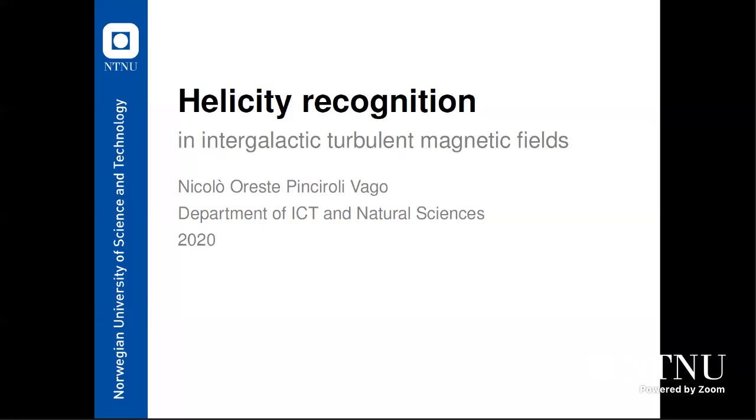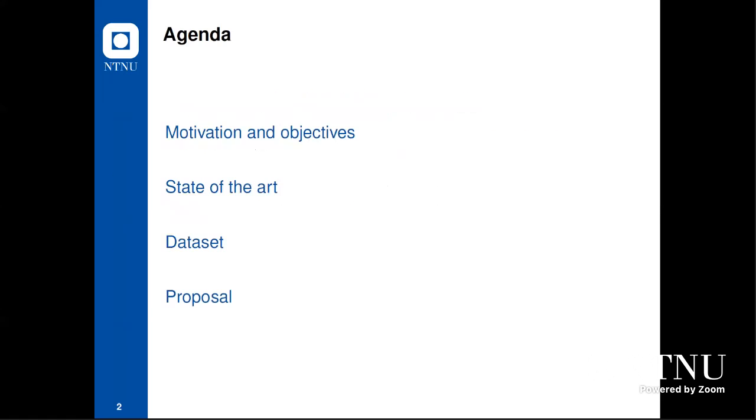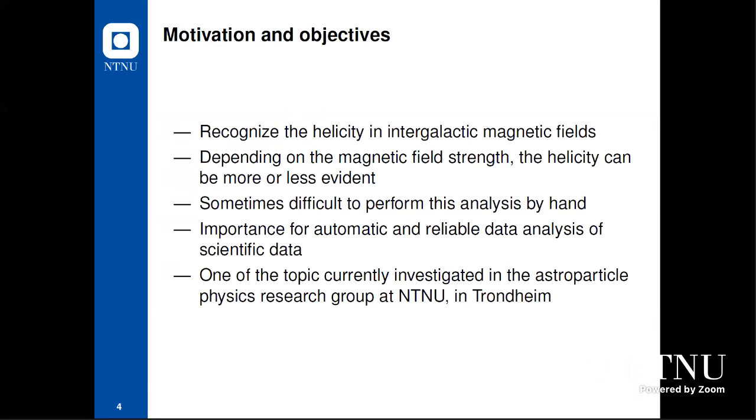This simulator is called ELMAG, and the idea is to simulate this turbulence using random number generation. So there are some complex formulas that I don't fully understand that are able to generate those magnetic fields. So the idea of this project, as I was saying, is to recognize the helicity of those magnetic fields.